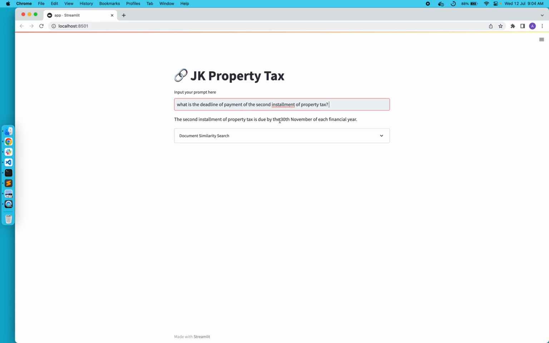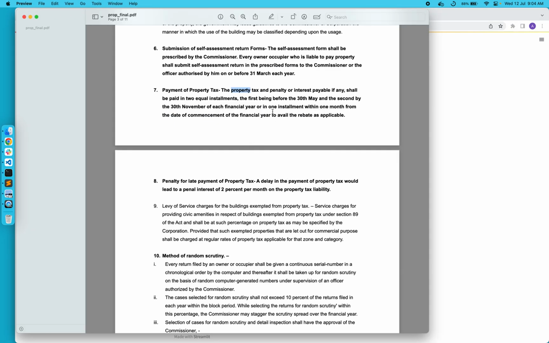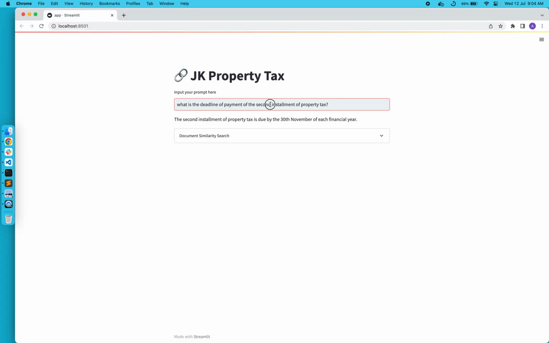It gave me the second installment is due by 30th November. So it gave me from this time correctly, like this is the second installment, and this is the deadline for this. So if my doubt is not fully clear, we can ask further questions on this. Is the second installment due by December? Is the second installment of property tax?